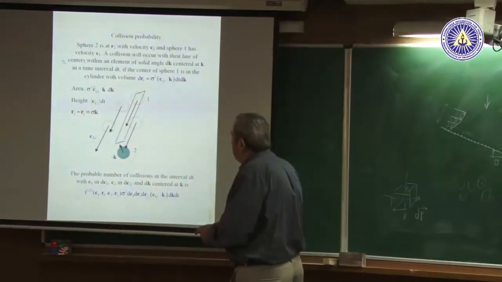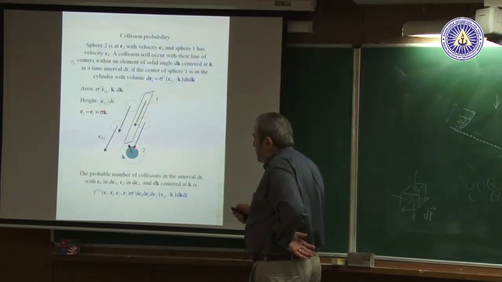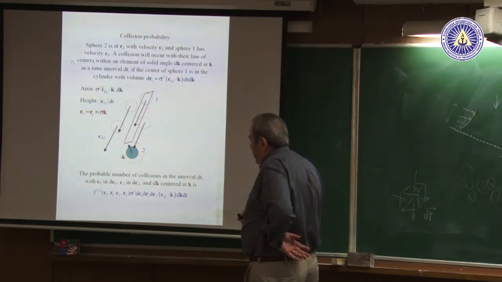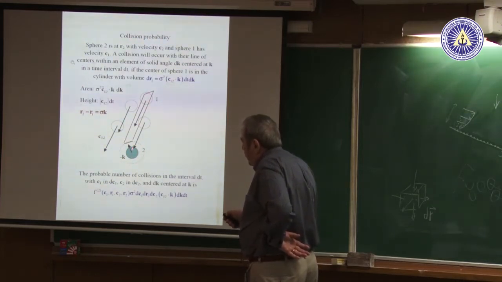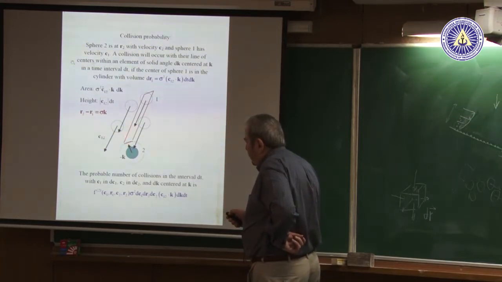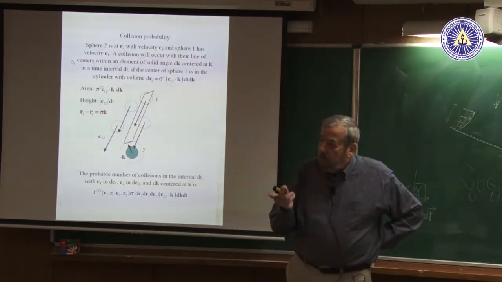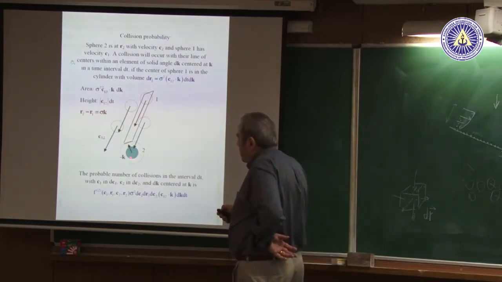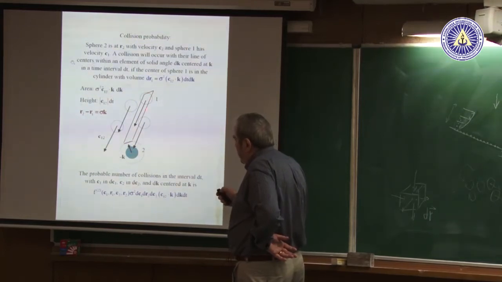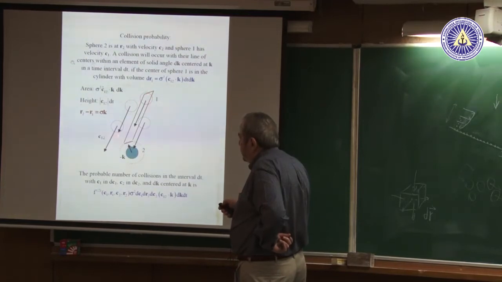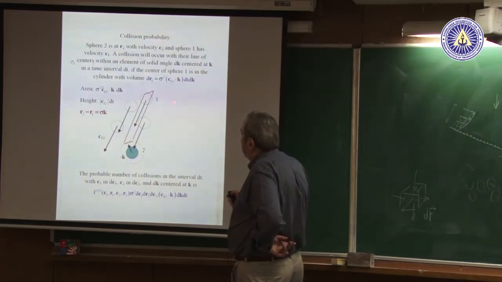So, here's how we characterize that. Let's suppose that sphere 2 is at the point R2, and what we want to understand is the collision frequency given a particular direction, and given a particular component of the relative velocity. So let's fix these two items. The question is, given this direction and given this velocity, where do the particles 1 reside that will result in a collision within a time interval dt?